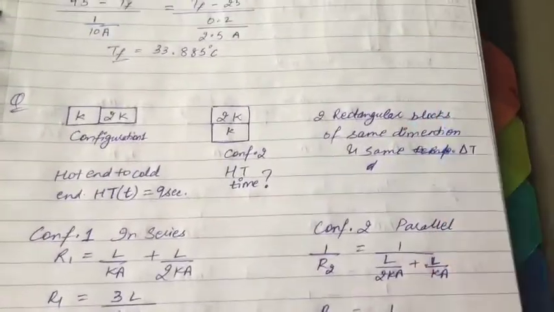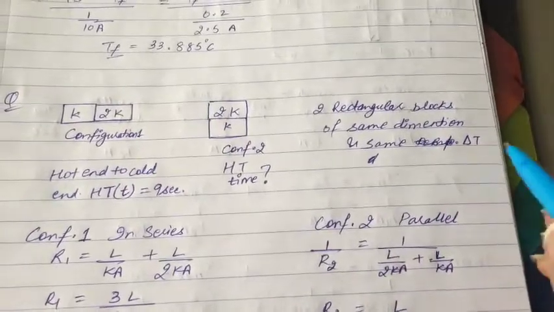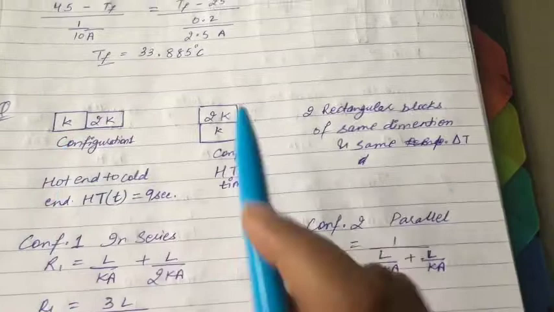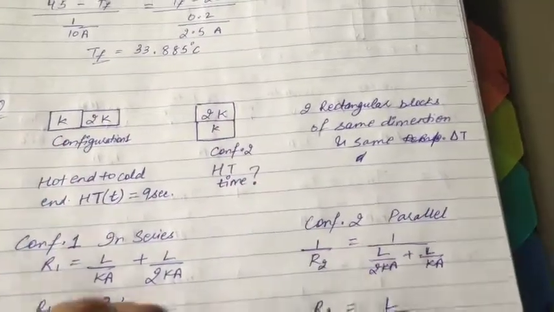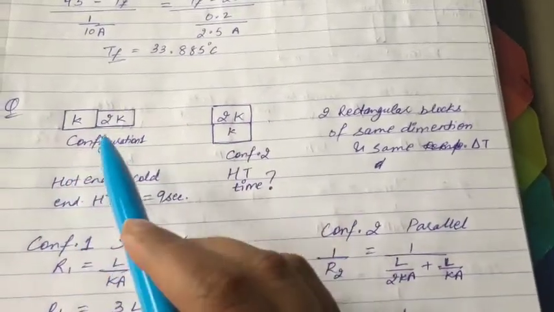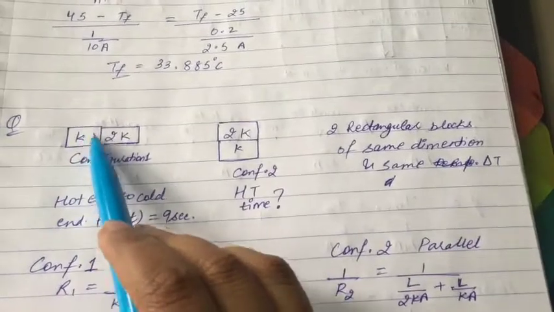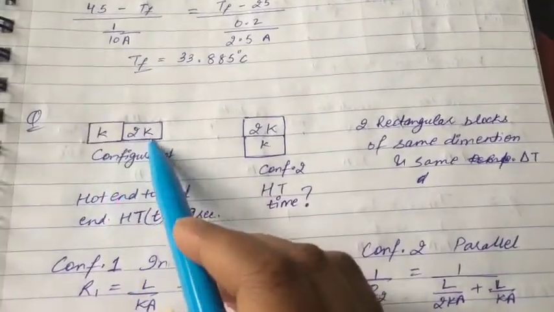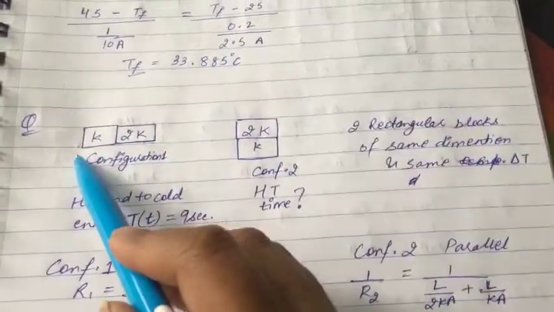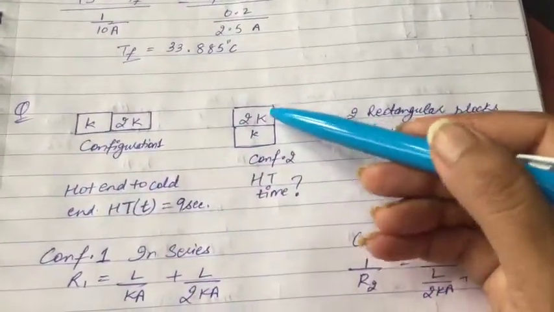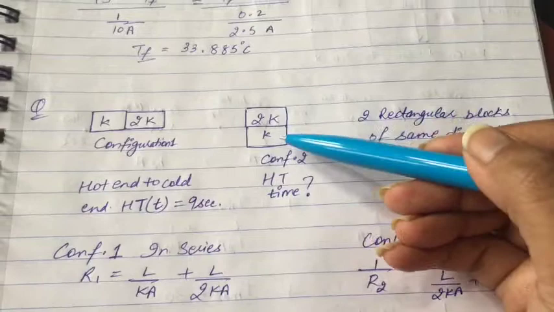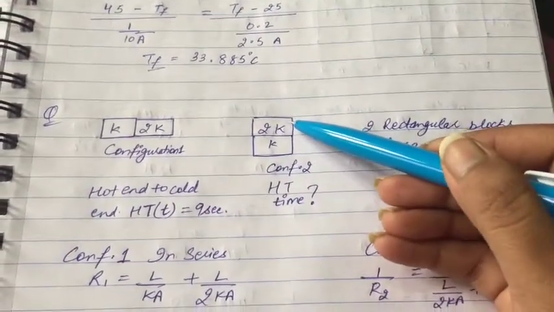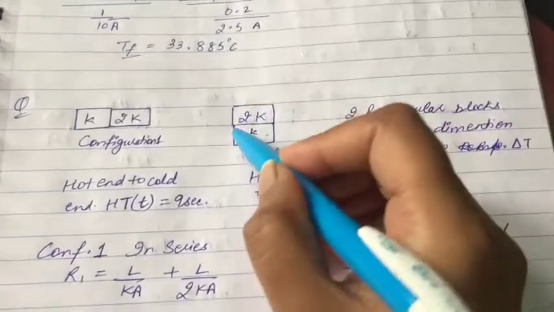Next question is, two rectangular blocks of same dimension and same temperature difference are given, and their configuration is different. They are of same dimension but their configuration is different. In configuration 1, we have two blocks, and the first block conductivity is K, the second one is 2K. And then in the second configuration, they are kept one upon another, with 2K above, and then we have K.